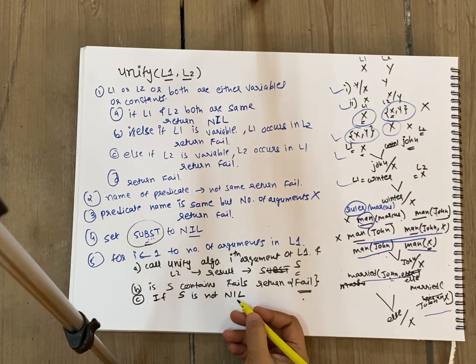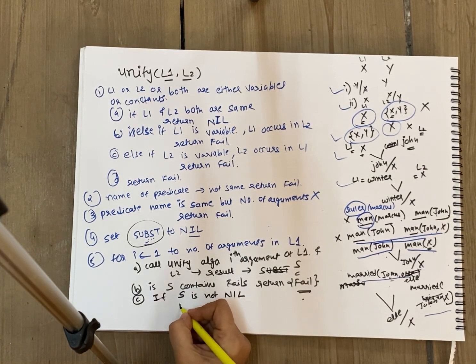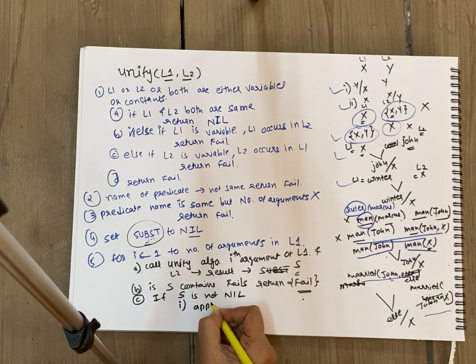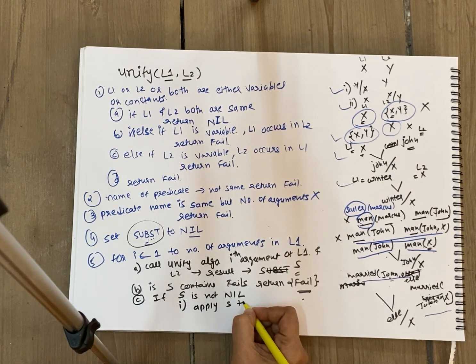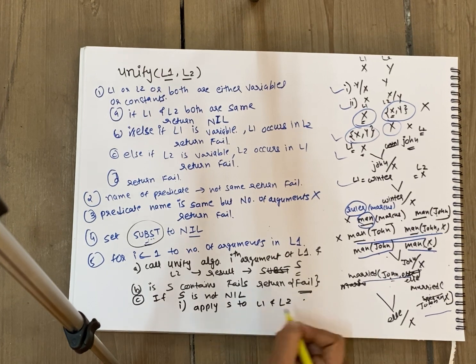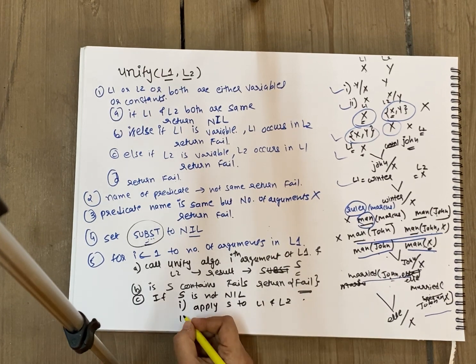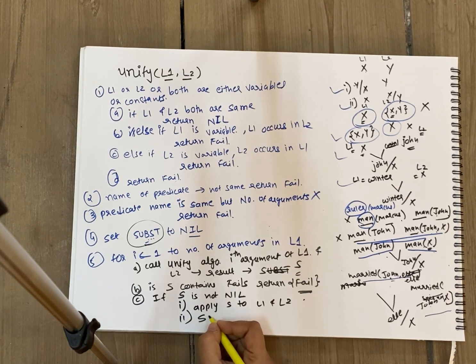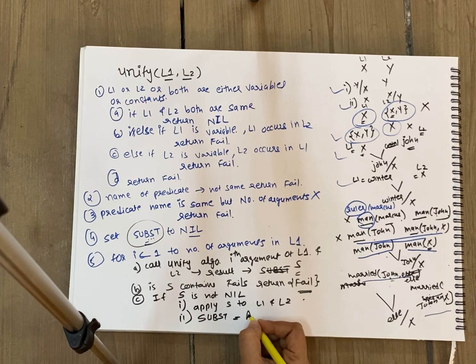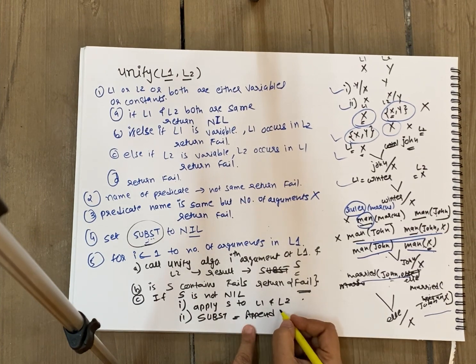But if S is not nil, then what you have to do? Apply S to both remaining L1 and L2, and then second step, you have to append S to subset.